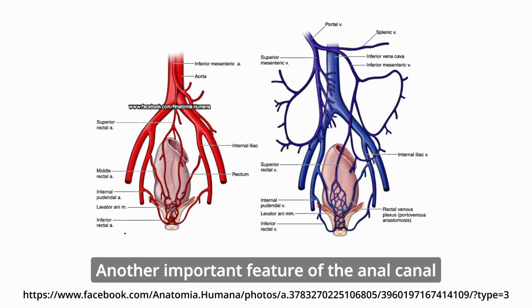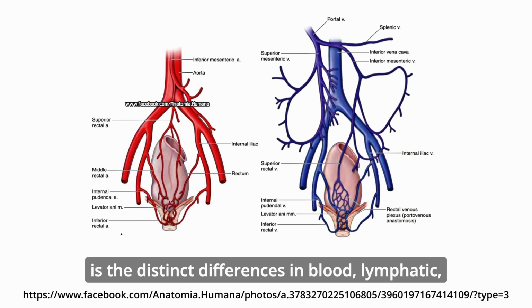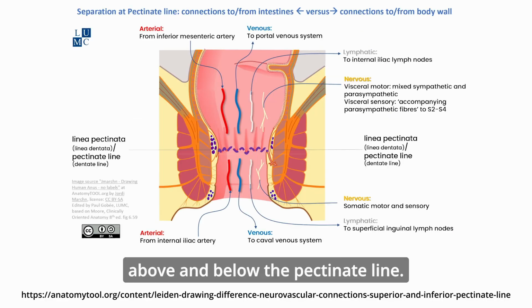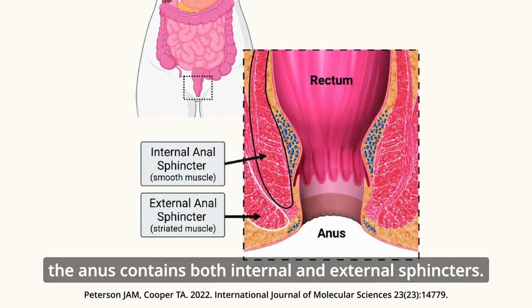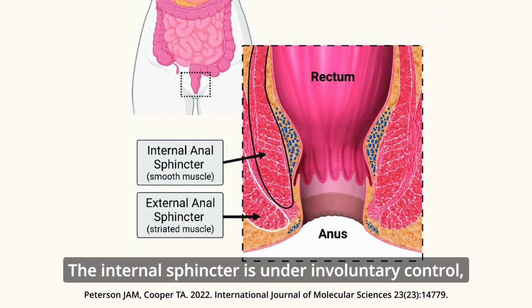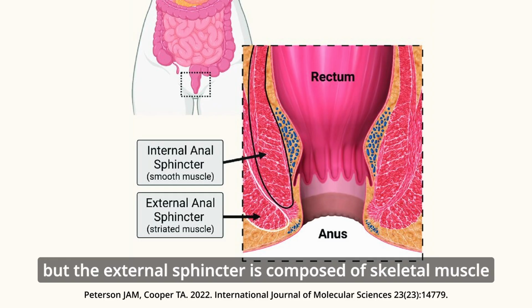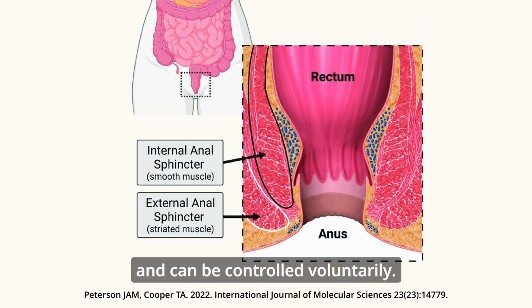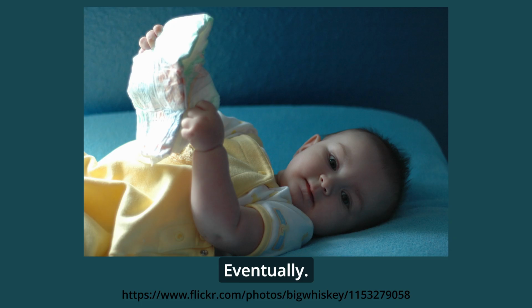Another important feature of the anal canal is the distinct differences in blood, lymphatic, and nervous supply above and below the pectinate line. Importantly, the anus contains both interior and exterior sphincters. The interior sphincter is under involuntary control, but the exterior sphincter is composed of skeletal muscle and can be controlled voluntarily, eventually.